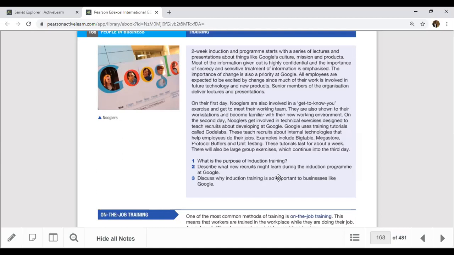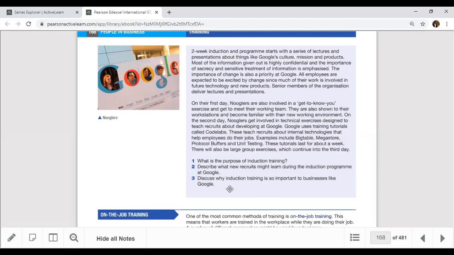I think that's a fair answer. So you can describe, analyzing what things they are learning during the induction program. You have to give some kind of comprehension, finding evidence from the case study. Okay, discuss why induction training is so important to a business like Google.